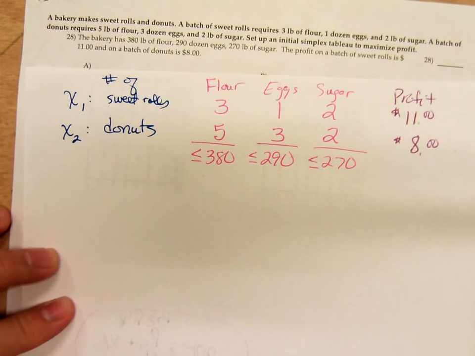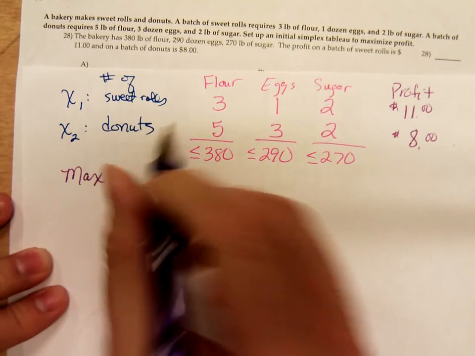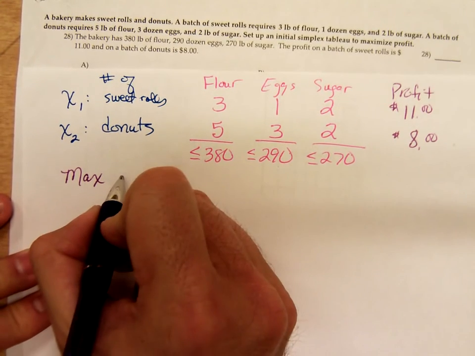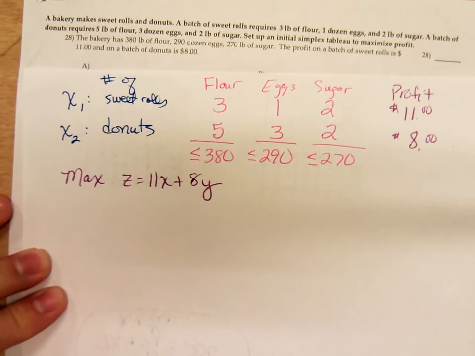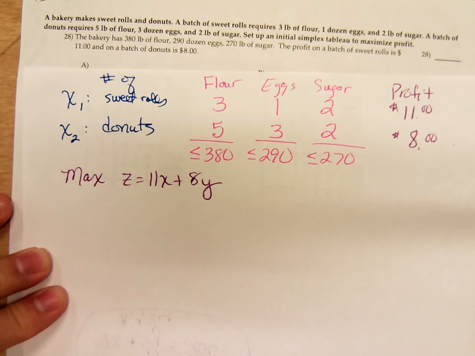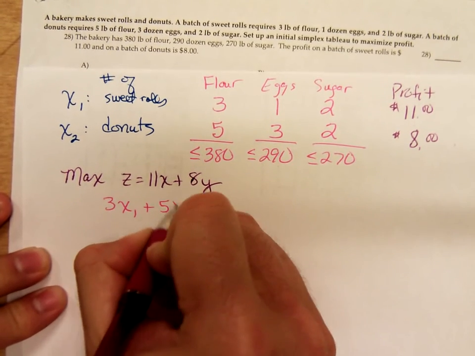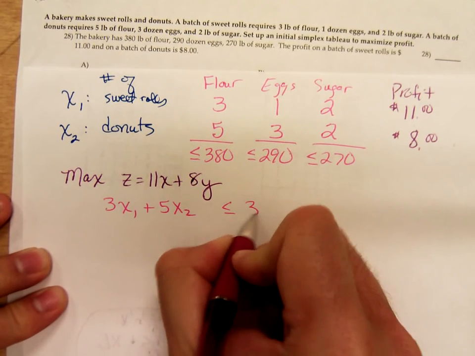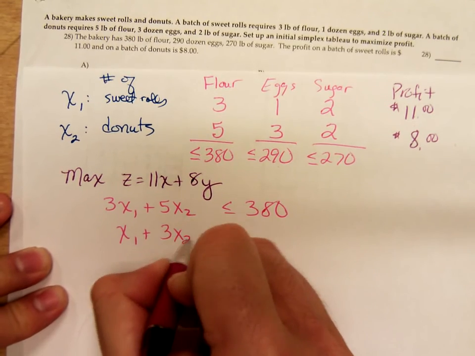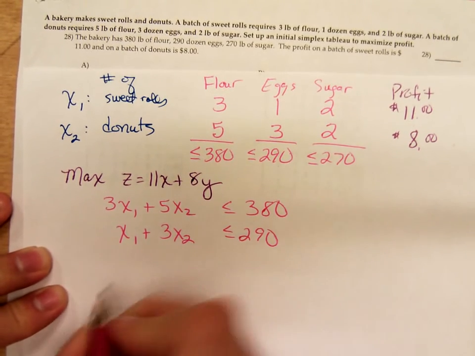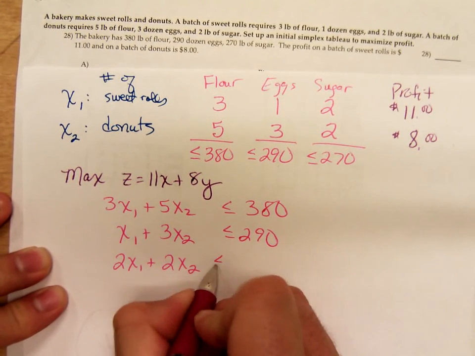So to set this up is a maximize. We want to maximize the profit: 11x1 plus 8x2. Subject to, we have those three constraints. 3x1 plus 5x2 less than or equal to 380. 1x1 plus 3x2 less than or equal to 290. 2x1 plus 2x2 less than or equal to 270.